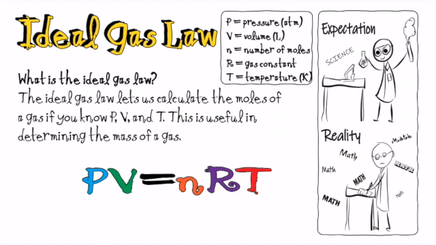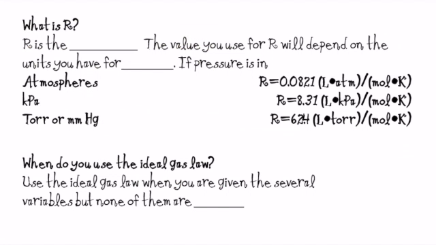The ideal gas law. What is the ideal gas law? The ideal gas law lets us calculate the moles of a gas if you know P, V, and T. This is useful in determining the mass of a gas. So the ideal gas law is PV equals nRT. P is pressure, V is volume, n is the number of moles, R is the gas constant, and T is temperature in Kelvin.